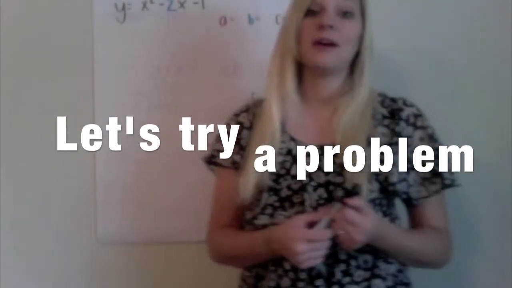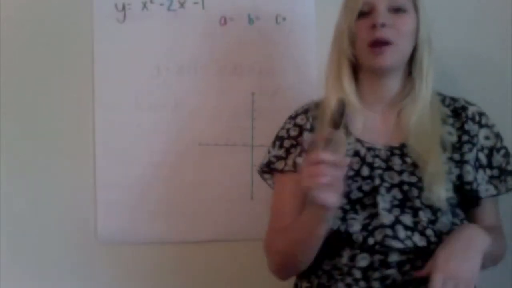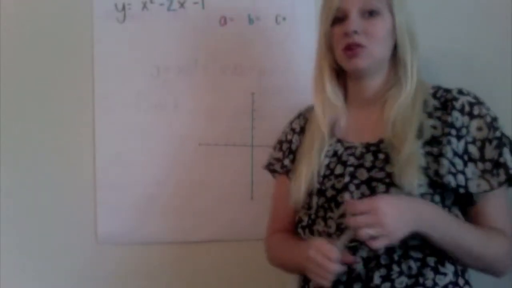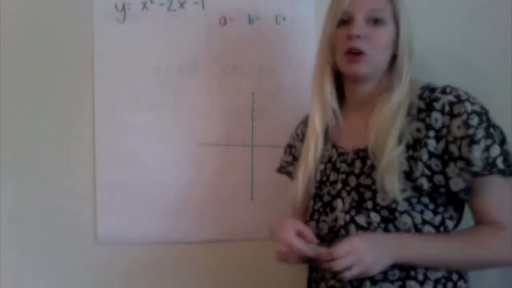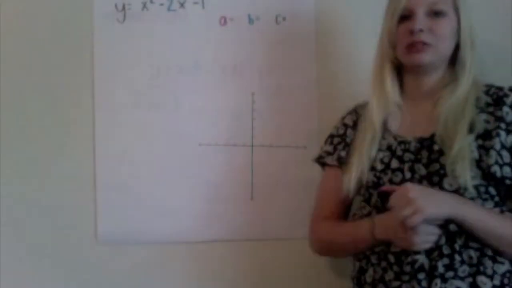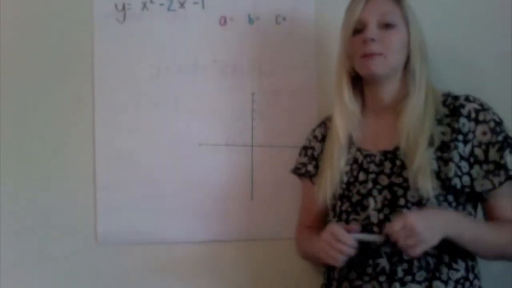Now, breaking all that down might be a little bit overwhelming, but I promise it's going to make it a lot easier when we get to our example. So let's go ahead and look at one. We have y equals x squared minus 2x minus 1.